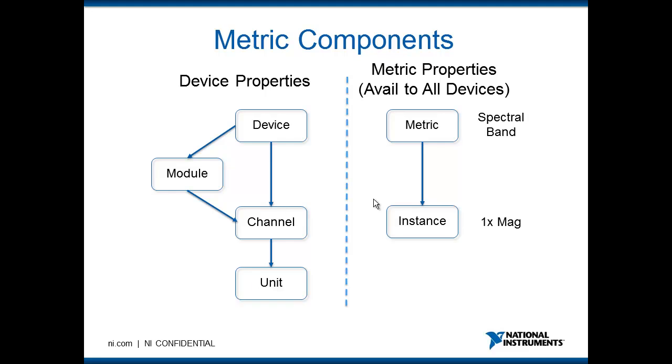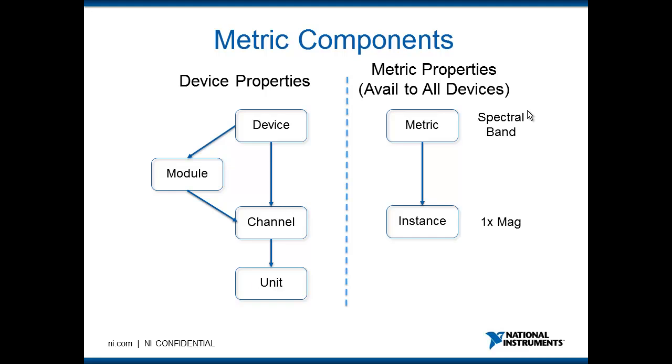But instances do enable us to make multiple, more specific versions of a metric. We use this in our standard devices for the metric called spectral band. We have an instance called 1x mag, an instance called 2x mag, and an instance called subsynchronous. These are all instances of the spectral band metric. And furthermore, through the web, users can create even more instances of this metric and set up custom bands that they can assign to their channels.